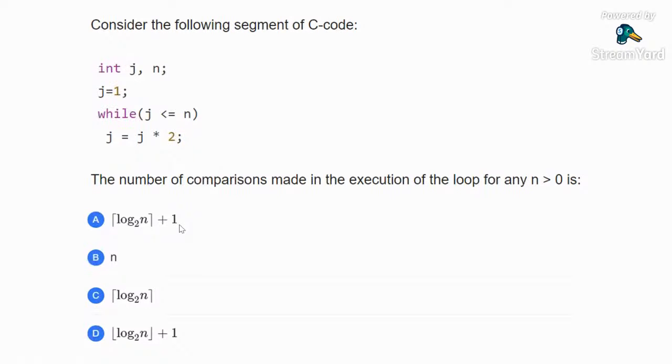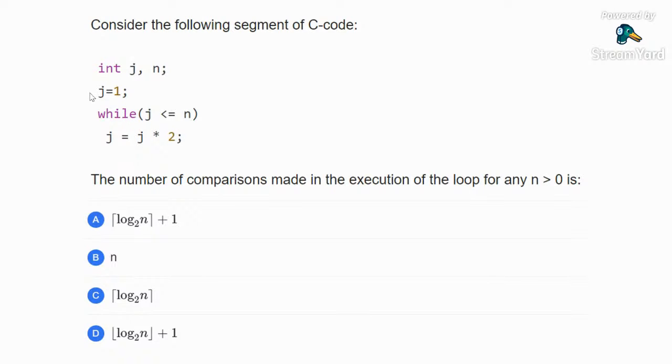Correct option is option A. Purposefully I have taken n is equal to 5. I can also take n is equal to 4. Just consider one more example. If I take n is equal to 4, then how many comparisons are required?